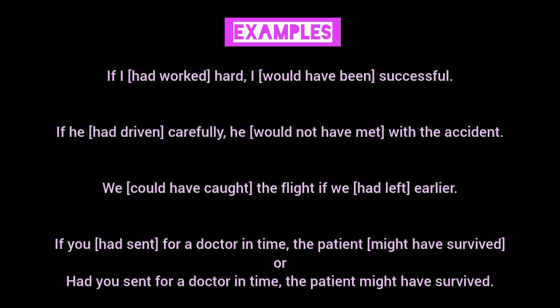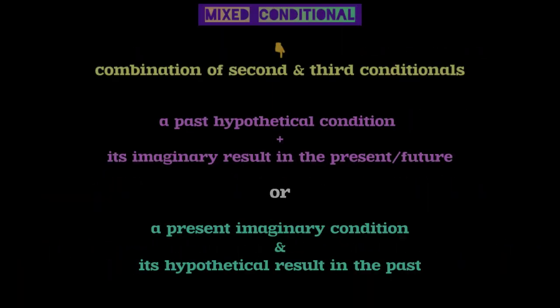Had you sent for a doctor in time, the patient might have survived. In third conditionals, use the past perfect tense in the conditional clause, and in the result clause, we have the auxiliary would or could or might plus have and the third form of the verb.